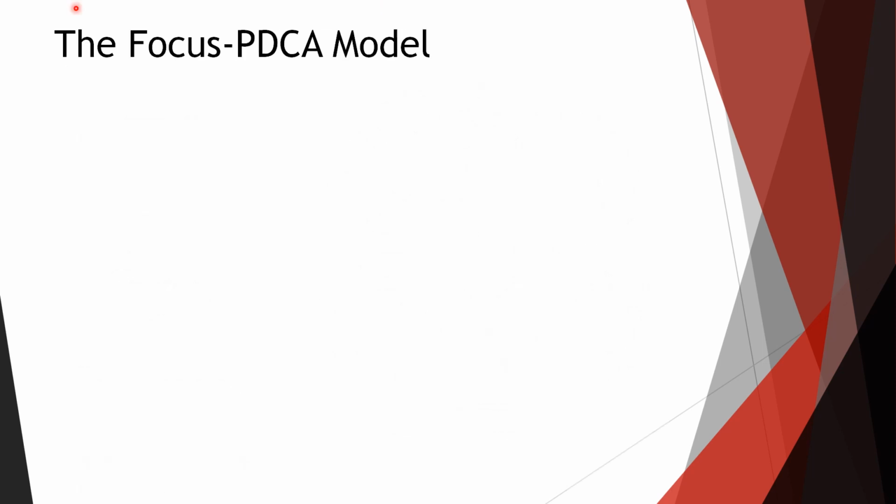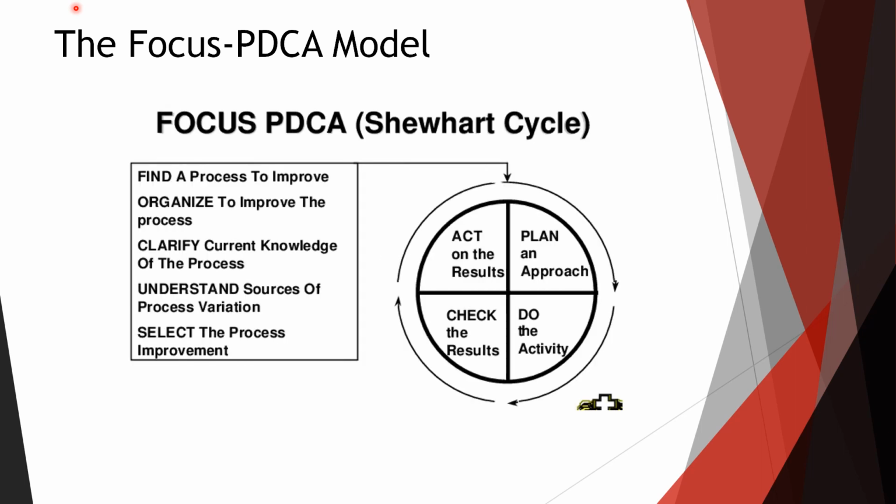The next model we'll look at is the FOCUS, or the PDCA model. So FOCUS is find a process to improve, organize to improve the process, clarify current knowledge of the process, understand sources of process variation, select a process improvement. So very similar to some of the other things that we have discussed here already. And then you put that into the PDCA, which is plan an approach, do the activity, check the results, act on the results.